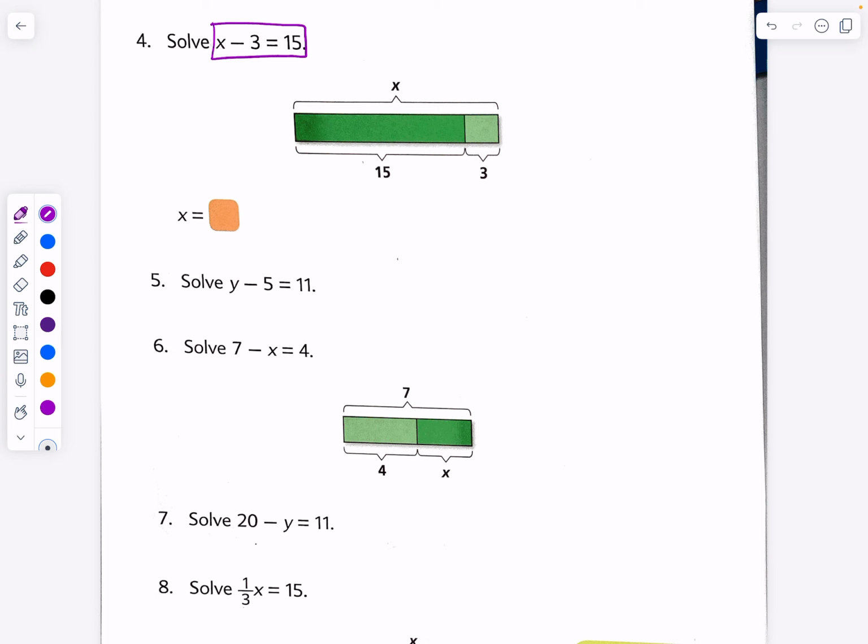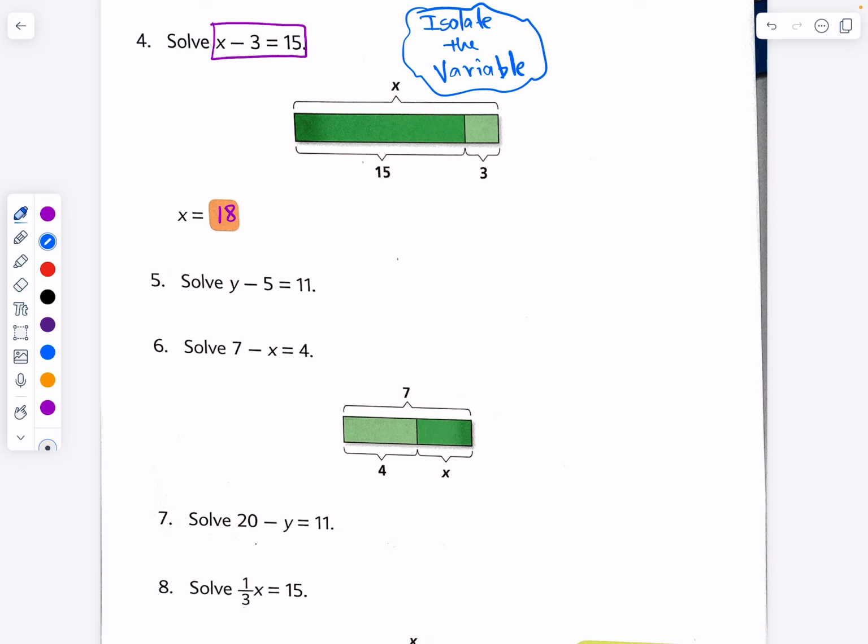We know this must be 18. However, I would like to introduce you to solving it with the same method. I'm going to write it down again. Isolate the variable. That's the method we use for solving one-step equations, even two-step equations. We'll get to that later.